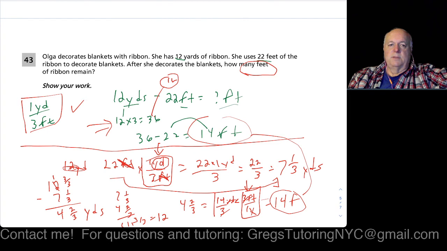And some students take the 12 and they add 22 to it. That's not it. Some students take the 12 and they multiply it. That's not it. Take it a sentence at a time. She has a blanket. She has 12 yards. She uses 22 feet. How much is left? Just that. So we have to do that unit conversion.